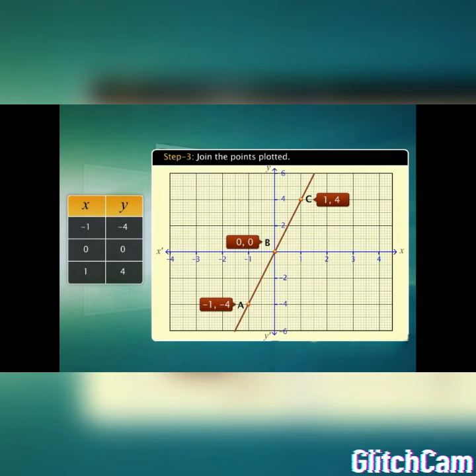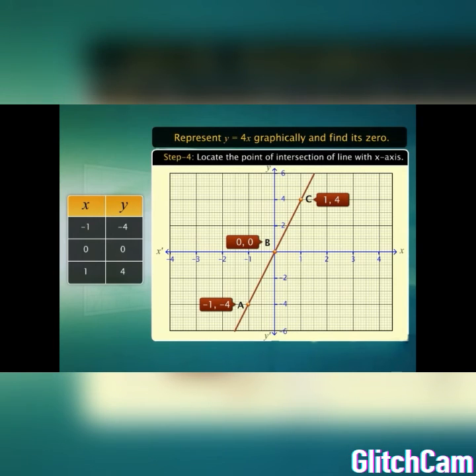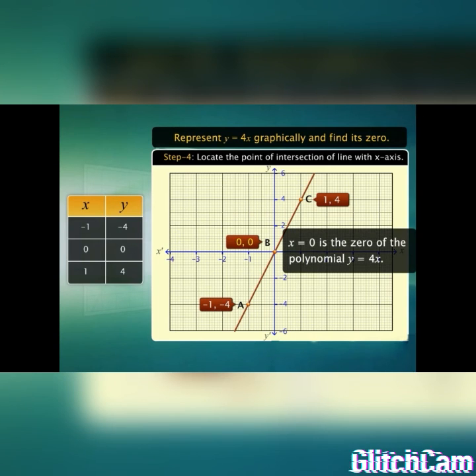Observe the graph carefully. Can you figure out for what value of x the polynomial y equal to 4x gives the value 0? To find this, we need to locate the point where the line intersects the x-axis. Notice that the point where the line meets the x-axis is x equal to 0 and y equal to 0. Since it is the point (0, 0), the value of y is 0. So by the definition of the zero of a polynomial, x equal to 0 is the required zero of the polynomial.